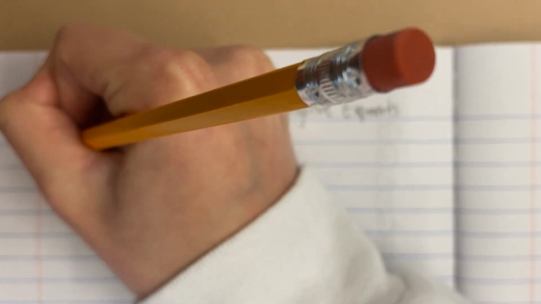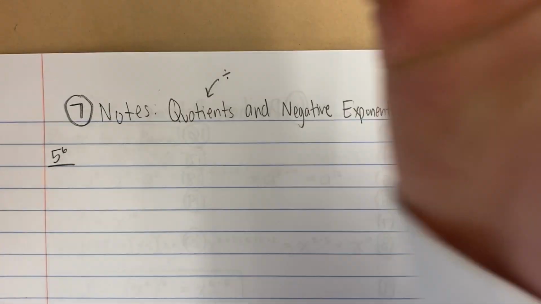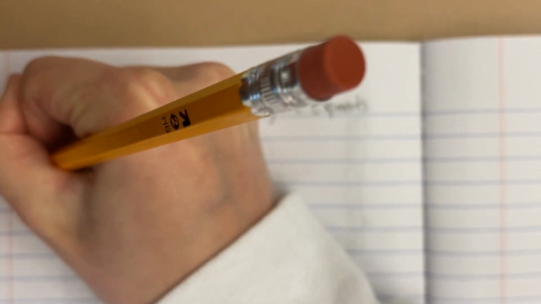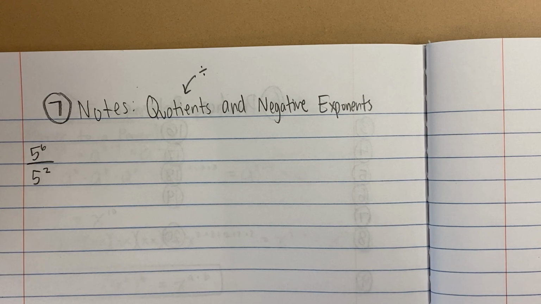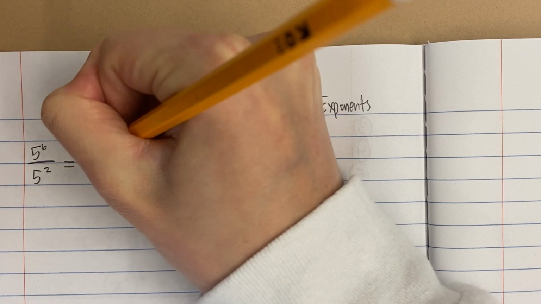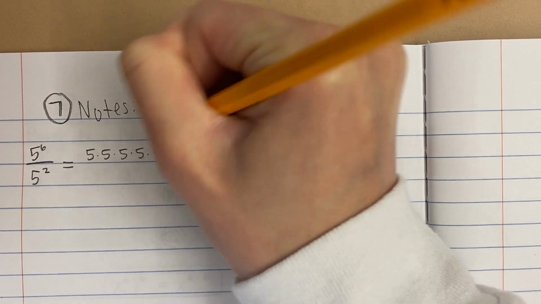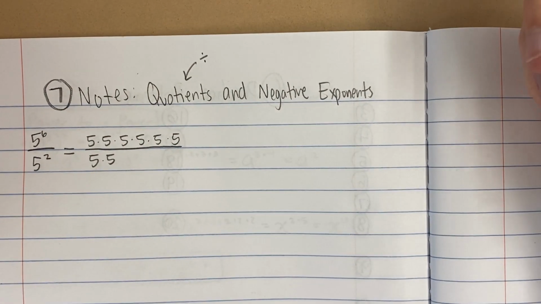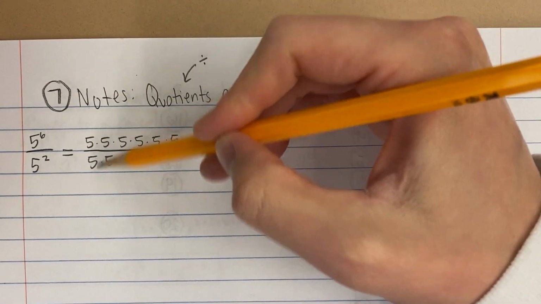Let's say I have something like this: 5 to the 6th divided by 5 to the 2nd. This is a quotient. What does this mean? This means 5 to the 6th over 5 to the 2nd. Let's just take a look, right? This is 5 times 5 times 5 times 5 times 5 times 5 divided by 5 times 5.